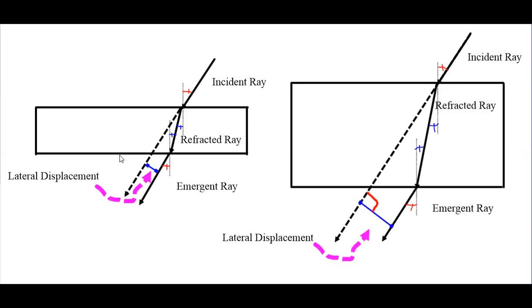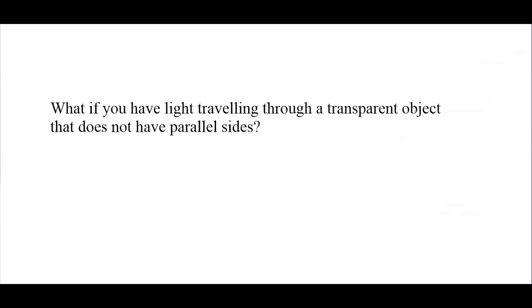You wouldn't notice any kind of meaningful refraction. So when you get really thick stuff, you will actually notice that. So that kind of ties into our lenses. What happens if you don't have parallel sides?